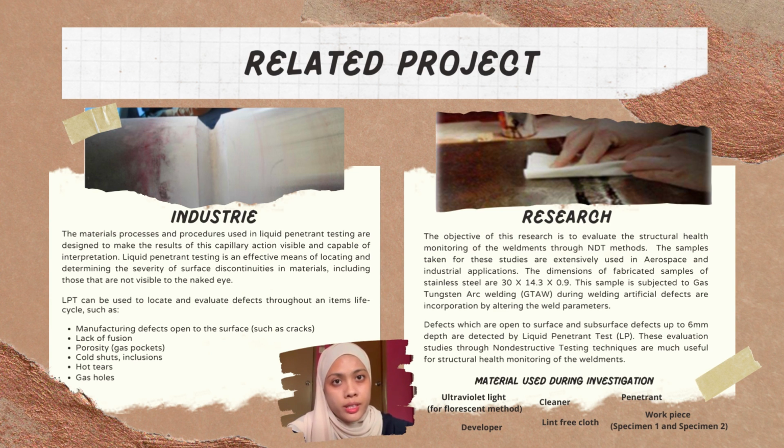Detection of surface imperfections is carried out using liquid penetrant test in a controlled, defined manner on mild steel alloy aerospace material of 3 mm thickness. Materials used during the investigation: the following are the different materials used in liquid penetrant testing, such as a workpiece, specimen 1 and specimen 2, cleaner, penetrant, developer, lint-free cloth, and ultraviolet light for the fluorescent method.